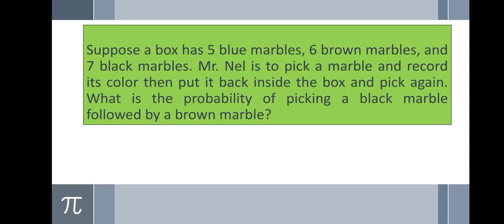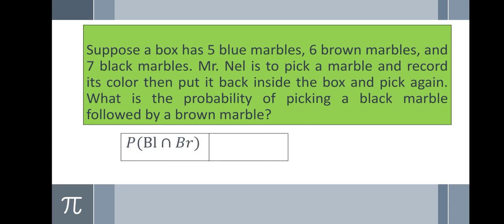Last question. Suppose the bag has 5 blue marbles, 6 brown marbles, and 7 black marbles. Mr. Nell is to pick a marble and record its color, then put it back inside the bag and pick again. What is the probability of picking a black marble followed by a brown marble? So we have the probability of black marble intersects the probability of brown marble. We will have 7 over 18 multiplied by 6 over 18, since there is a put it back inside. So there is replacement. So instead of 6 over 17, it must be 6 over 18. And 6 over 18 is also the same as 1/3.